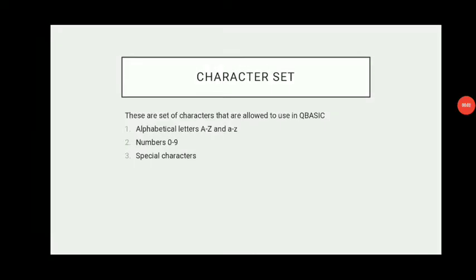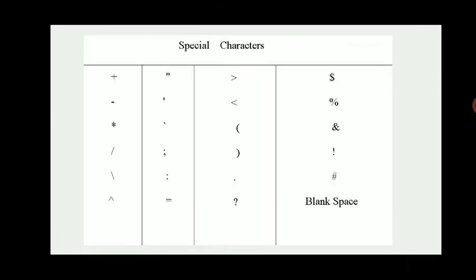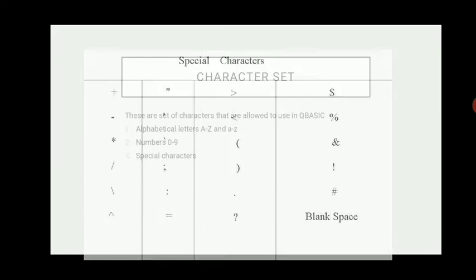Our first element is character sets. So what are character sets? Character sets are numbers, alphabets, and special characters that are used in Qbasic. For example, alphabetical letters from capital A to Z and small a to z are used, numbers from 0 to 9 are used, and special characters are also used as part of the character set.